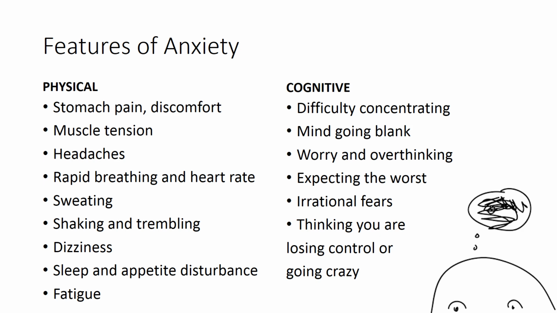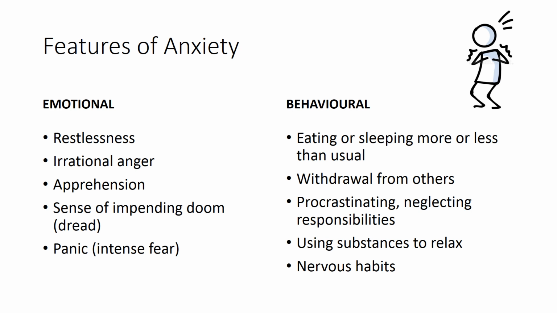Among the cognitive or mental features of anxiety, you may experience difficulty concentrating, your mind often going blank, worry and overthinking, expecting the worst, irrational fears, and thoughts about losing control or going crazy. Among the emotional features of anxiety, you may find restlessness, irrational anger, apprehension, a sense of impending doom or dread, and panic, which is intense fear.